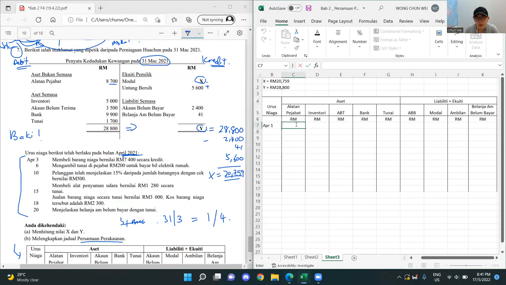You can see it. Okay, so alatan pejabat, just copy. 8,700. Inventory is 5,000. Company is 3,500. Bank is 9,900 to 91,700. Account belum bayar is 2,400. Your modal is X, but we recalculated the X is 20,759. Then the ambilan, do you have ambilan for now? No, then you just skip it, all right? And then there is a belanja belum bayar, which is 41 ringgit.